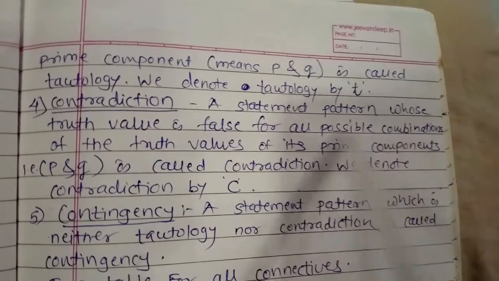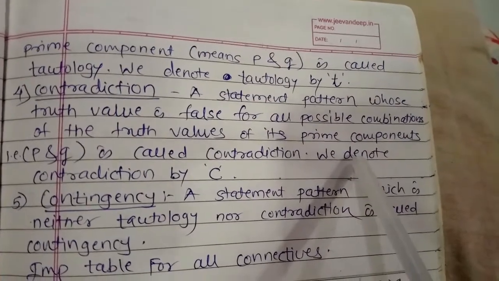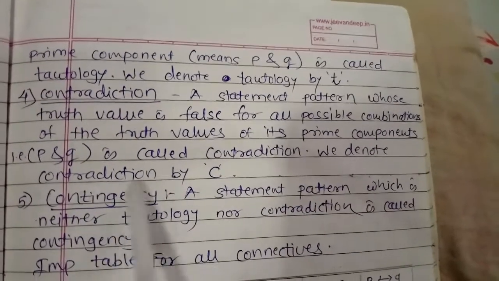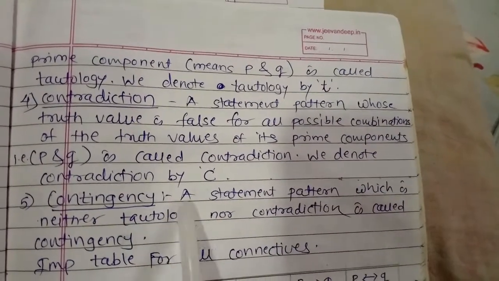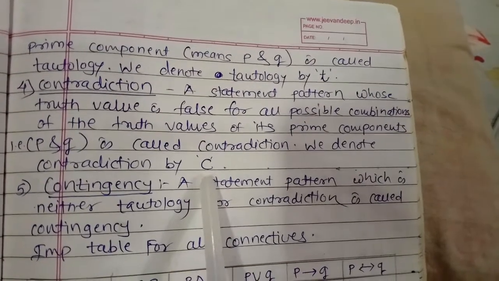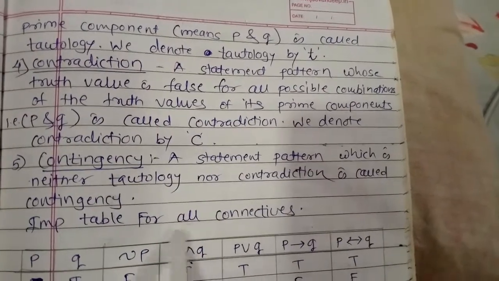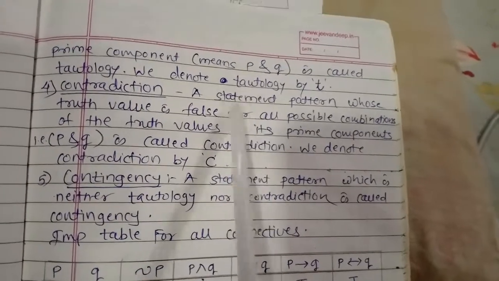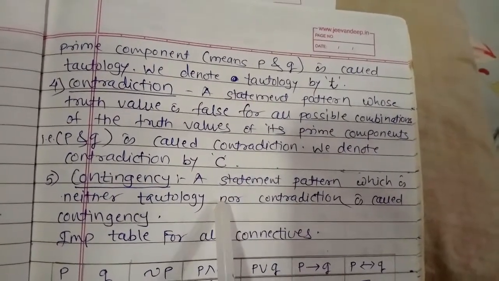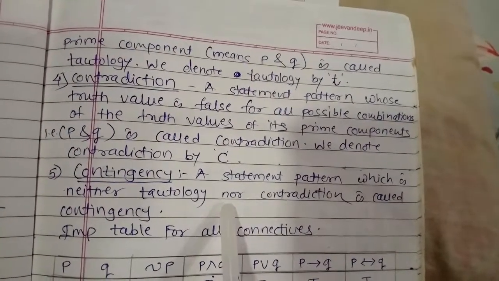Contradiction: when the statement pattern's truth value is false for all possible combinations of the truth values of its prime components, that is P and Q, then it is known as the contradiction, and it is denoted by small c. And the next one is the contingency. The statement pattern which is neither a tautology nor a contradiction is called a contingency. We will easily understand these three concepts, tautology, contradiction and contingency, by solving some examples. We will solve it afterwards.